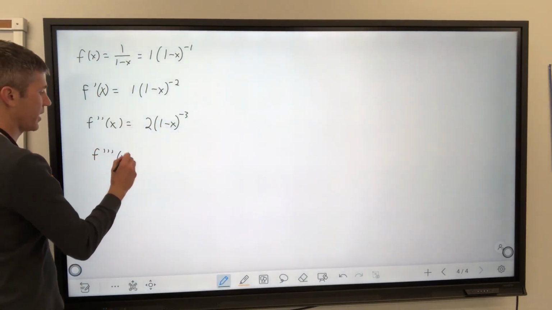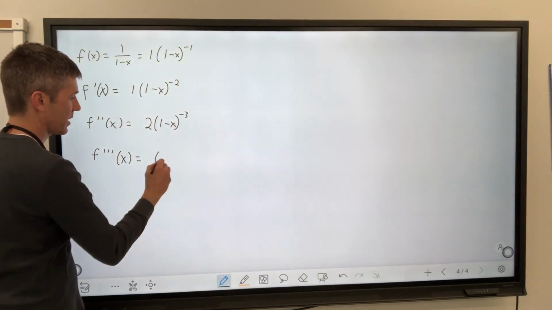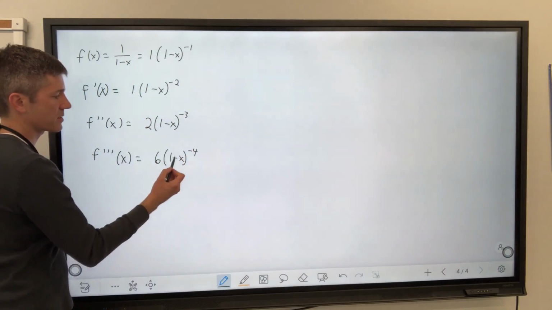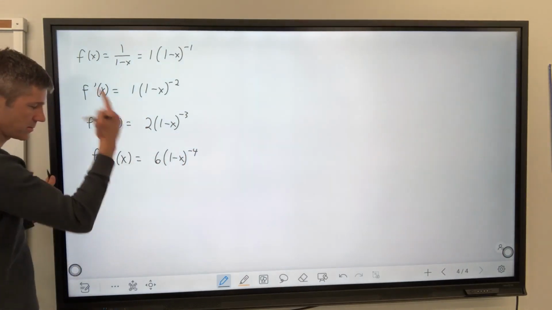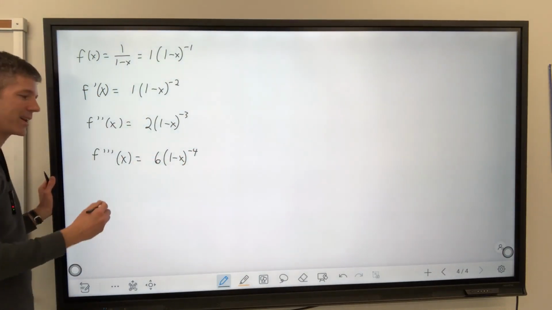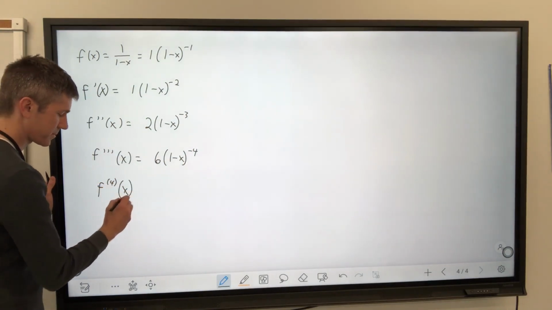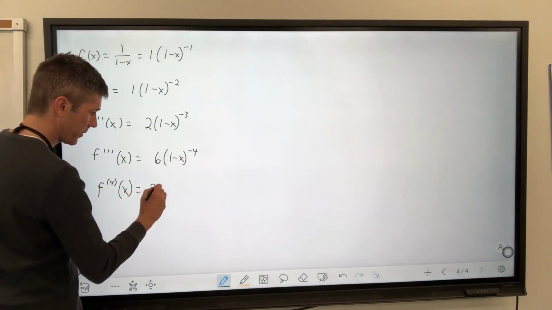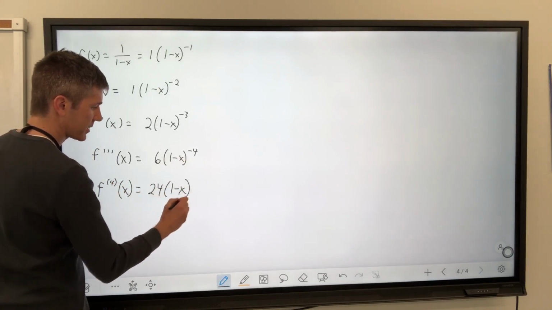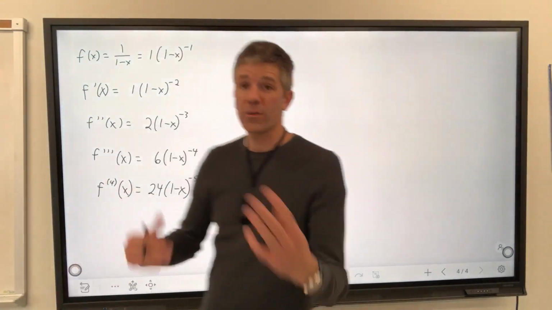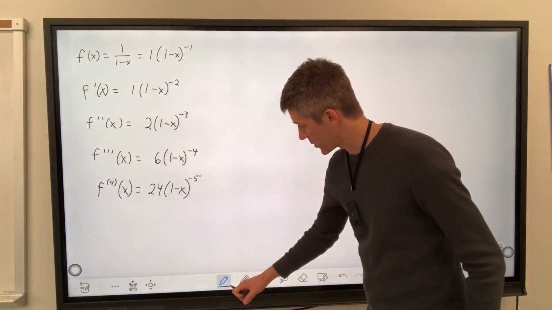F triple prime of x is negative 6 times (1 minus x) to the negative 4. Negative 6 times negative 1, positive 6. Let's do that. Looking ahead, that's why I didn't put the negative. Get tired of erasing these things. 24 times (1 minus x) to the negative 5. You know the deal with the signs. Okay, let's start writing a few things down. It's going to help us out as we evaluate.